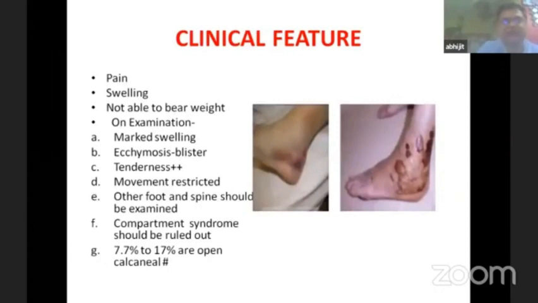Here are some clinical features which present to us after a calcaneum fracture: pain, swelling, not able to bear weight. On examination, we get marked swelling, ecchymosis, blisters, and very marked tenderness. Movement is restricted. The other foot and spine should be examined during this period because we know that calcaneum fracture is sometimes associated with spine fracture also. Compartment syndrome should be ruled out. Sometimes 10 to 15% of calcaneum fractures are open fractures.